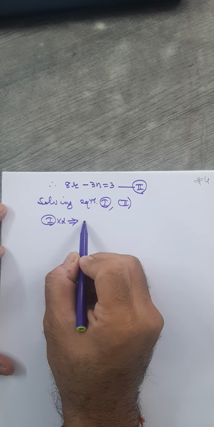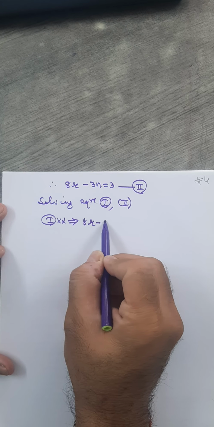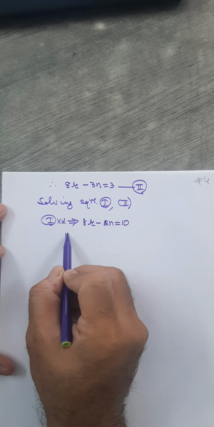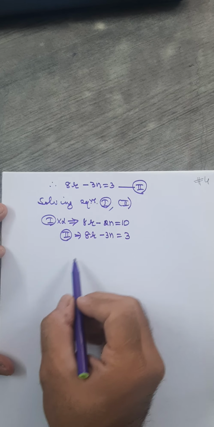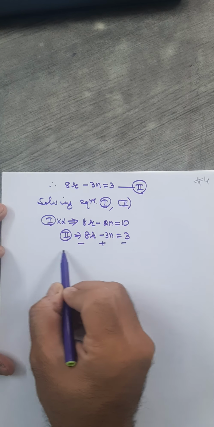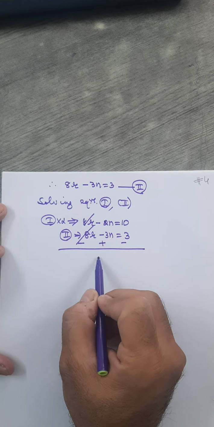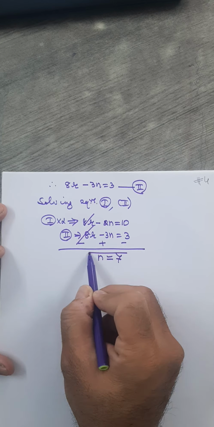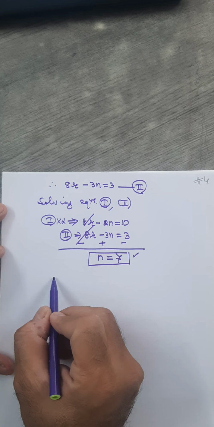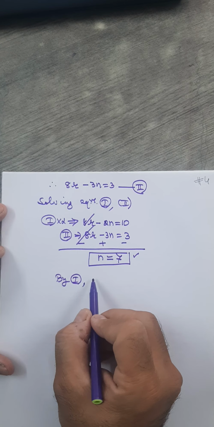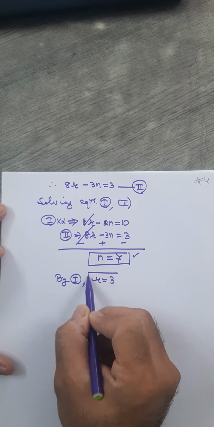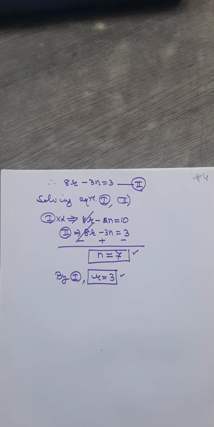Okay, so we just solve these two equations. Equation 1 is multiplied with 2, so we'll get 8r minus 2n equals 10. And the second equation as it is here, 8r minus 3n equals 3. Just change the sign, minus, plus, minus. So this will get cancelled. Here n, and here you have 7. So n equals 7. Put n equals 7 in any one of those two equations. So let me write by 1. If I put n equals 7 there, you will get r equals 3. So these are the values. Fine.